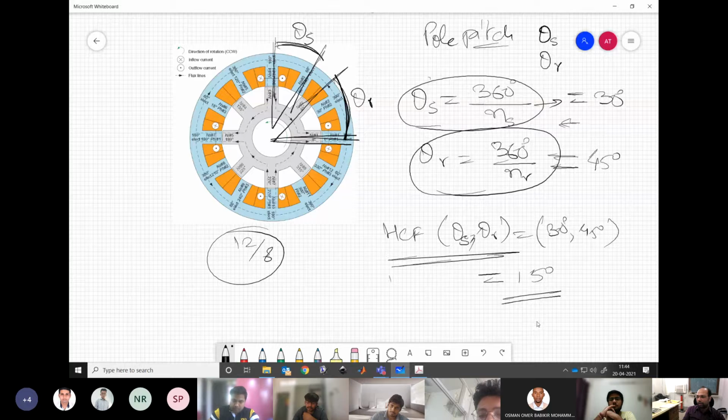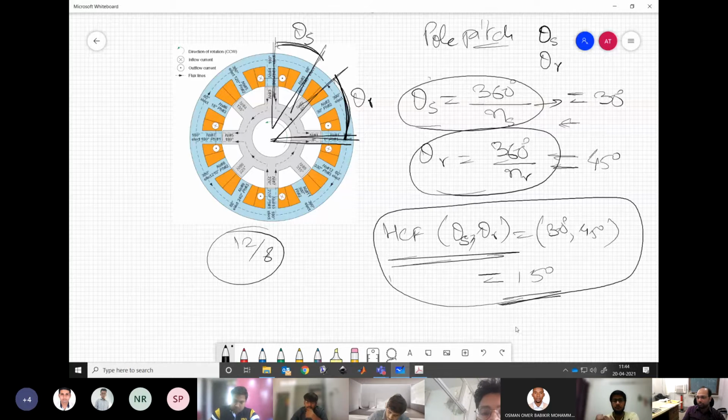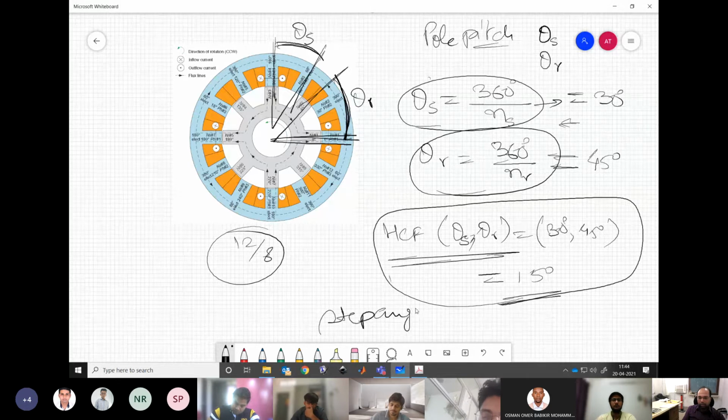The highest common factor, okay, that is 15 degrees. So the step angle for this motor would be 15°. So every 15° mechanical movement, it will get aligned.